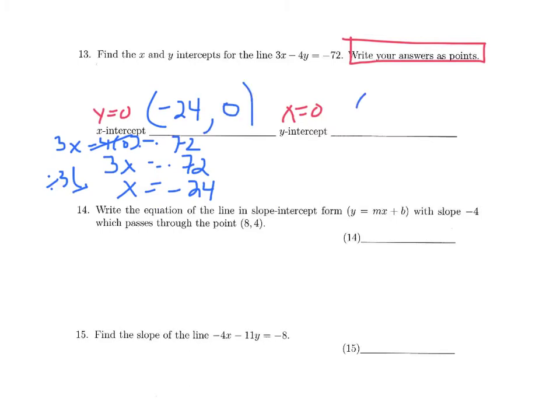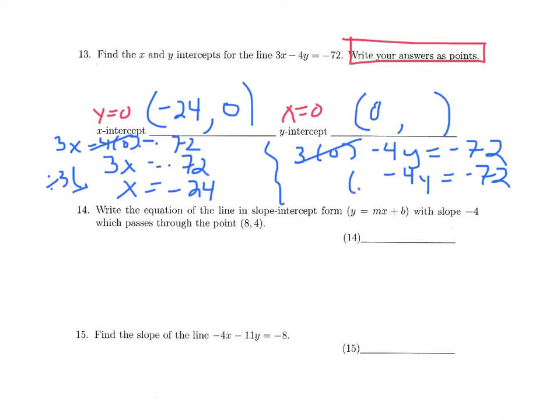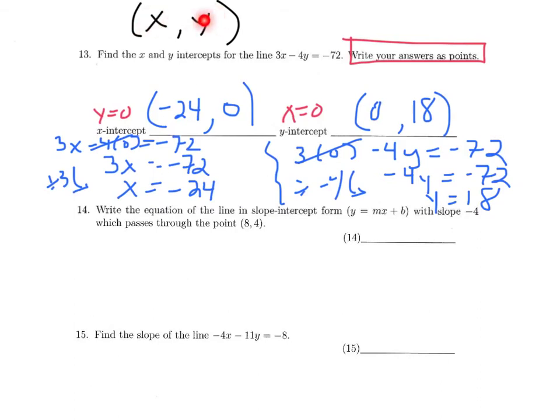Now for the y-intercept, the x is 0. You can go ahead and set that up in there if you would like. And now we substitute the x is 0 into the original equation. 3 times 0 minus 4y equals negative 72. This is 0. So negative 4y equals negative 72. We're going to divide both sides by negative 4. And when we do that, we get 18. Y is equal to 18. And if you remember, our ordered pairs are x comma y, so the x value always goes here and the y value always goes here.